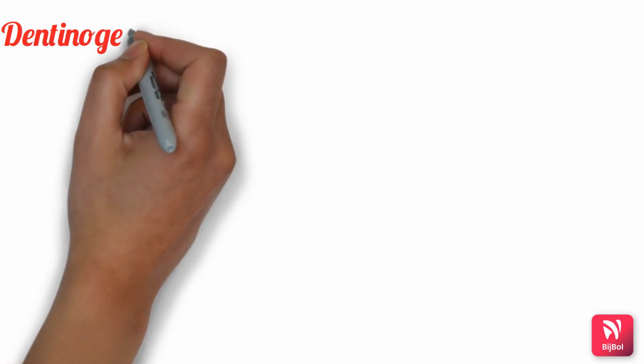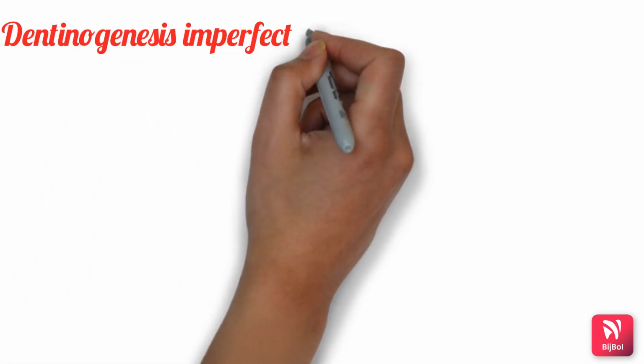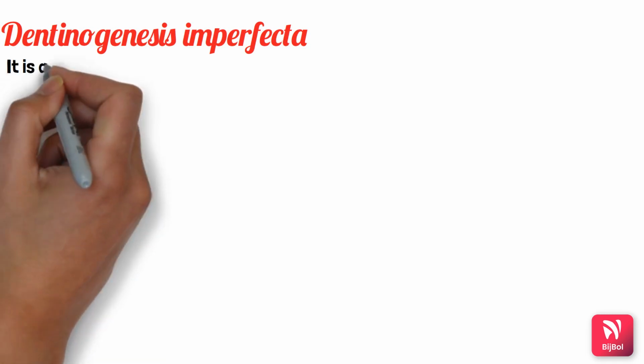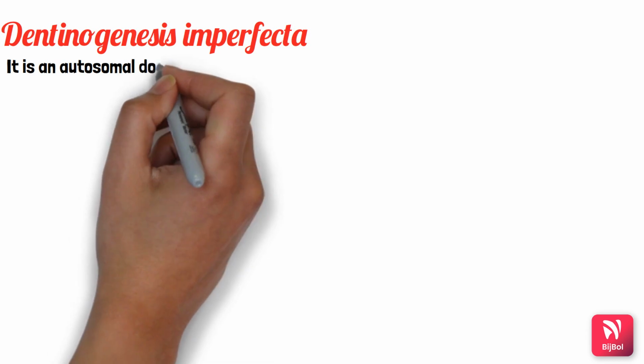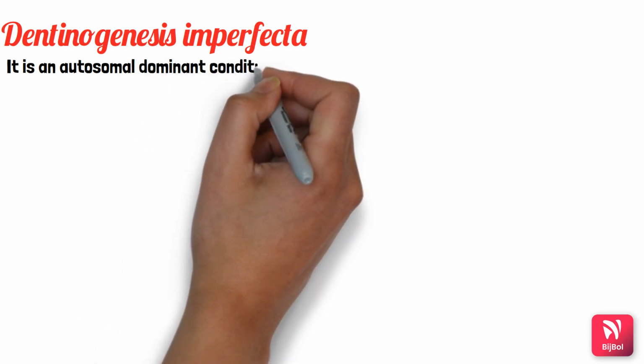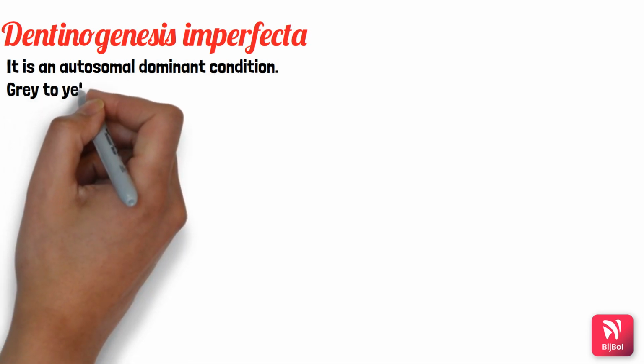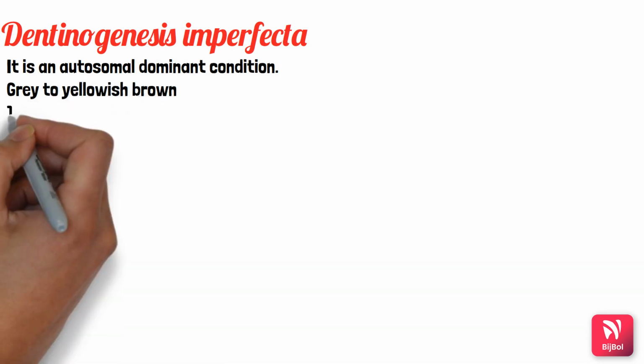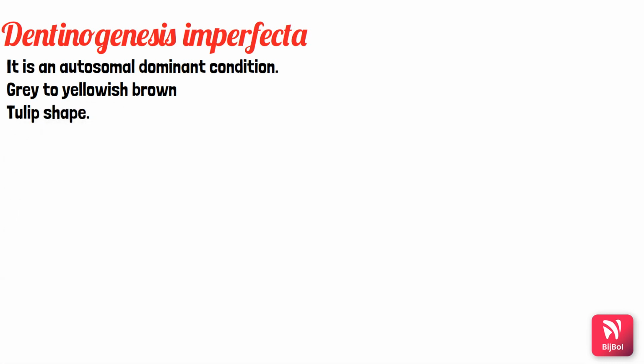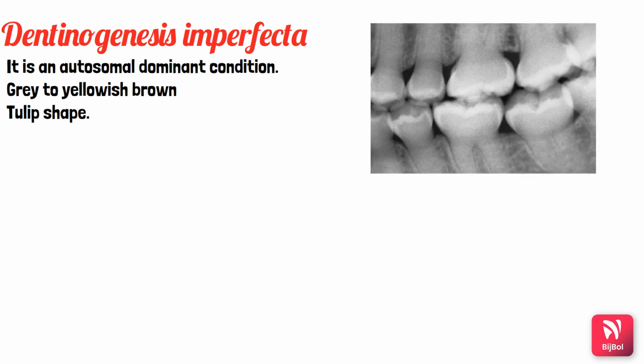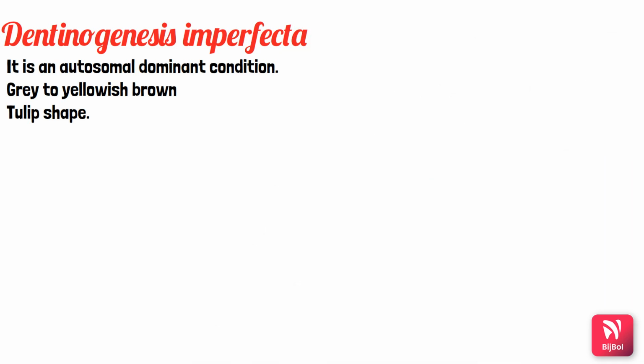So that is about amelogenesis imperfecta. Now moving on to dentinogenesis imperfecta. It is an autosomal dominant condition which represents a disturbance in dentin formation. Here the teeth will appear grey to yellowish brown in color, and they show tulip-shaped crowns, because of the broad crowns with constriction at the cervical area. Here is a radiographic picture of dentinogenesis imperfecta where the teeth show the tulip shape, that is, broad crowns with constriction at the cervical area.